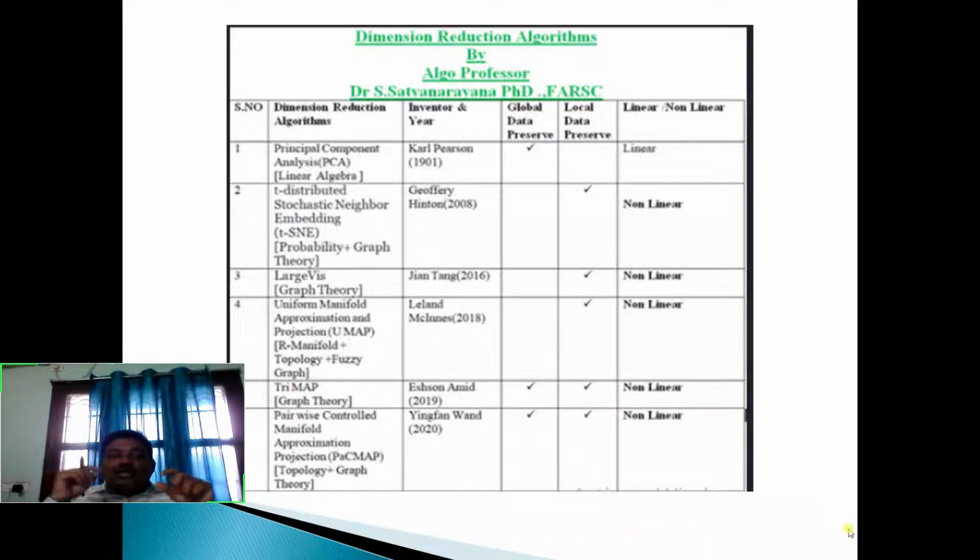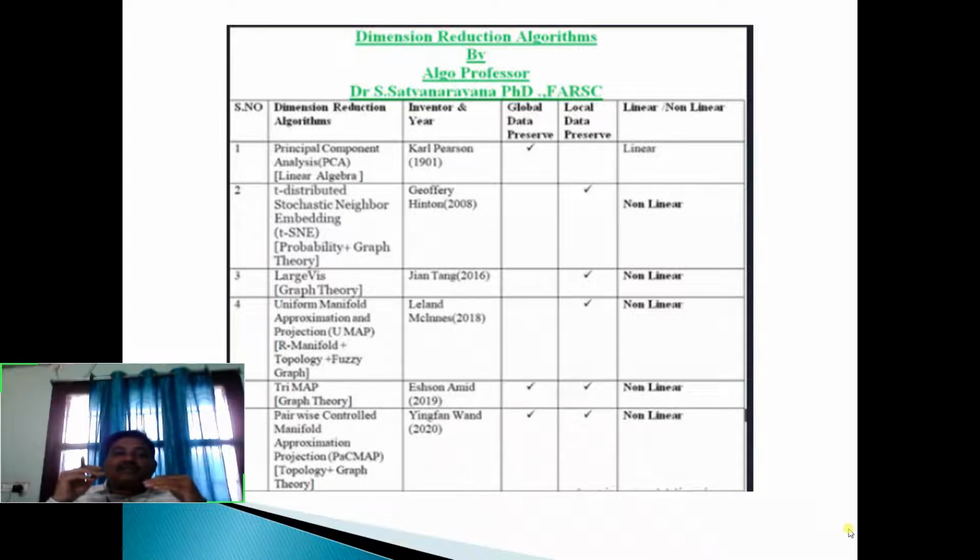Where the eigenvalues are larger, that means the lambda 1 value is larger, lambda 2 is larger. So more value means more information is being preserved. That is the basic intention of principal component analysis.